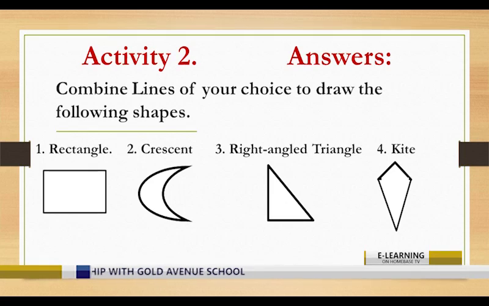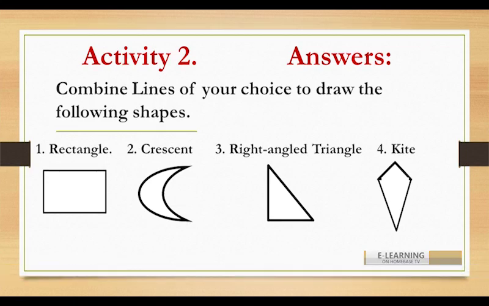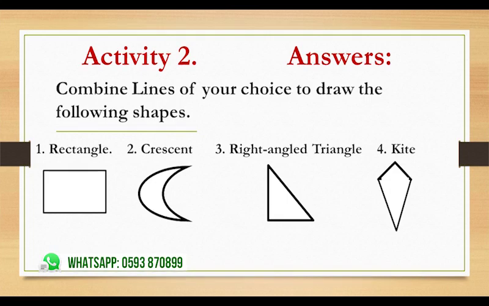Then we have right angle triangle. We have 3 of our lines here. A vertical line, a horizontal line, and a slanted line. Did you get it right? Well done. Then we also have a kite. And we can see that all throughout we are using 4 slanted lines. Well done. Let us take our assignment for the day.